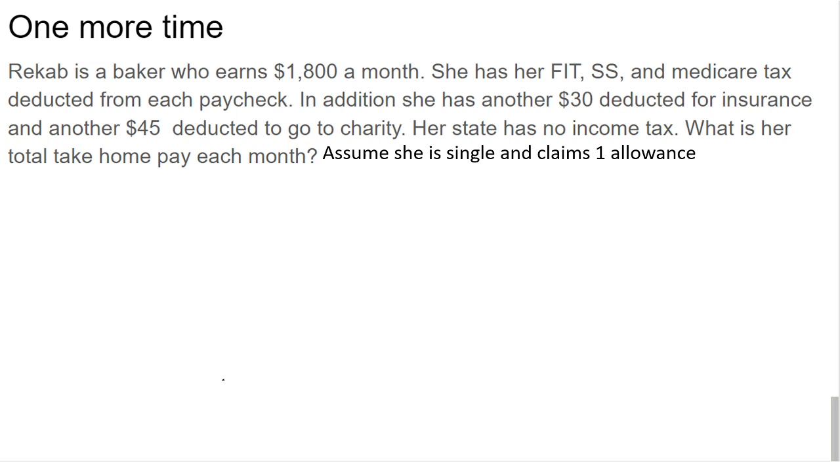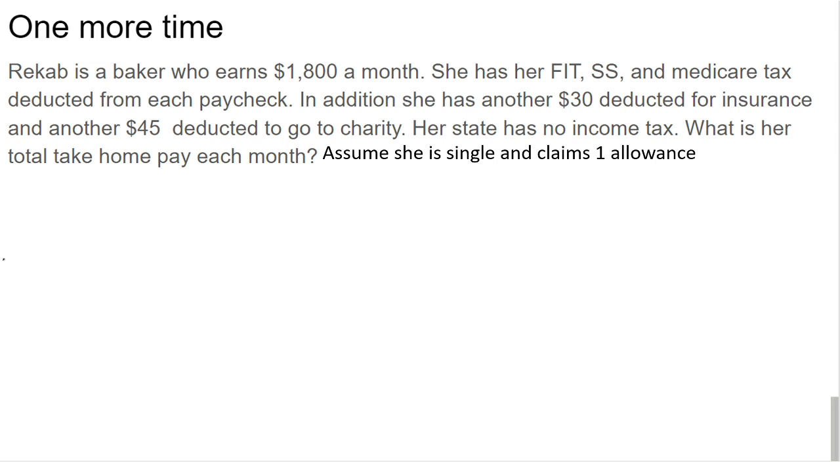So let's try this again with this person. They're a baker. They earn $1,800 a month. We have her standard FIT, Social Security, and Medicare. She has some other deductions that happen quote unquote randomly: another $30 for insurance and then another $45 for charity. So she's obviously donating some of her money to charity, which is fine. Luckily, she has no income tax, so we want to figure out what her total take home pay each month would be.